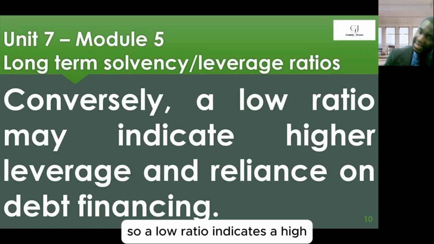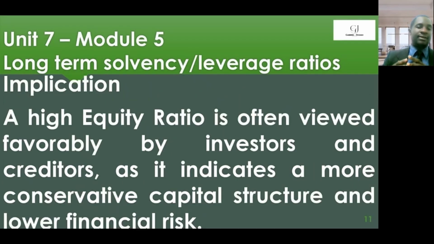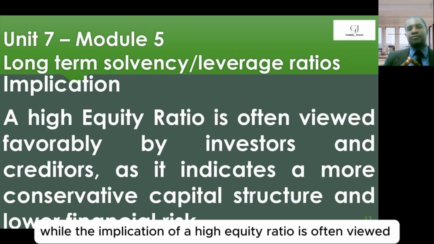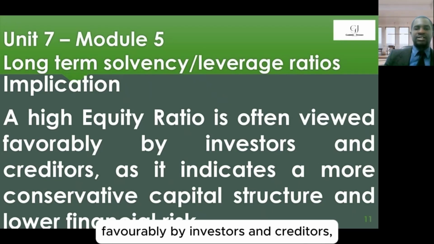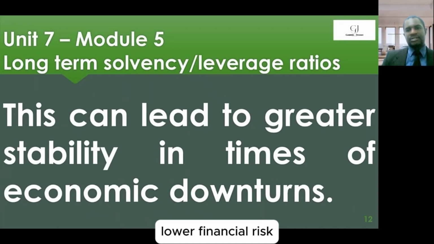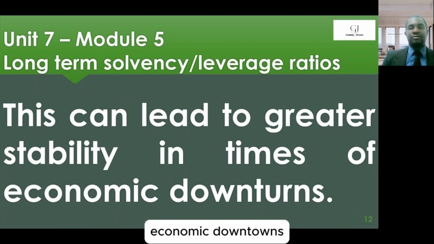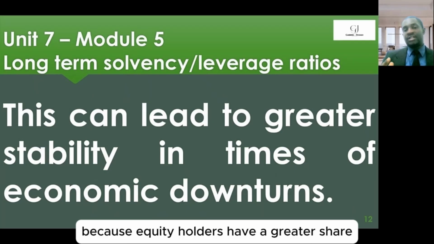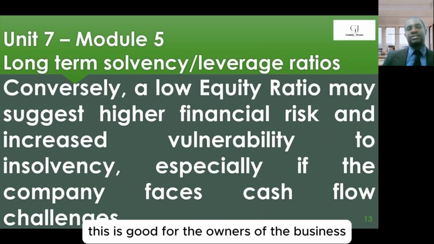So a low ratio indicates a higher leverage and reliance on debt financing, while the implication of a high equity ratio is often viewed favorably by investors and creditors, as it indicates a more conservative capital structure and lower financial risk. This can lead to greater stability in terms of economic downturns because equity holders have a greater share. This is good for the owners of the business.